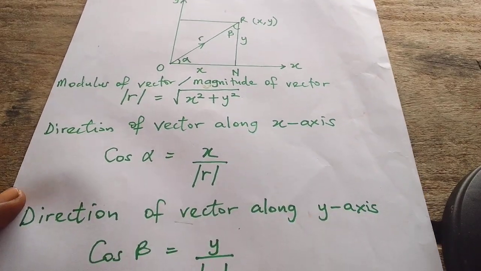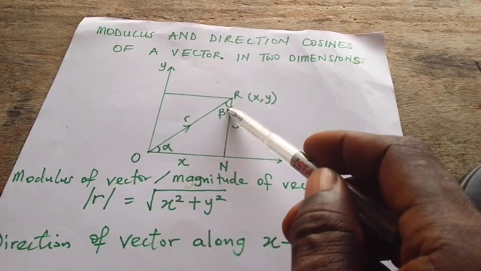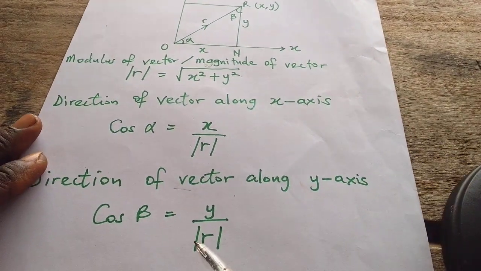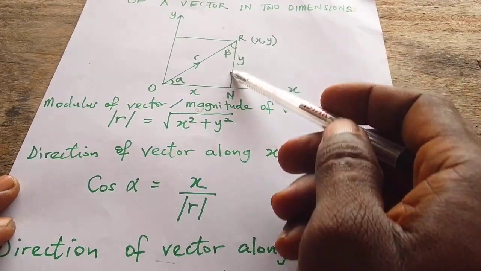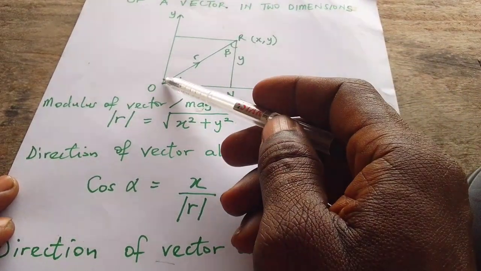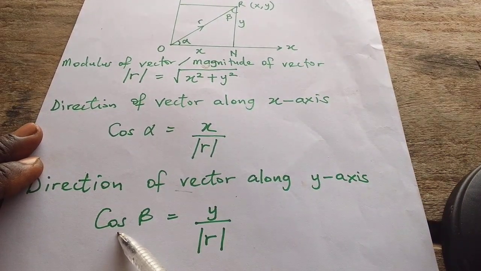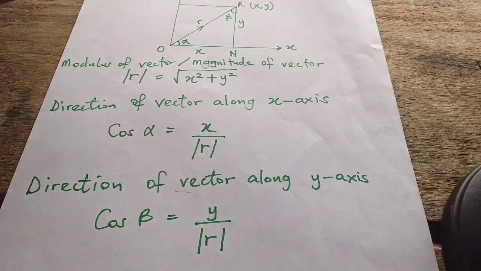Now to get the angle the vector will make with the vertical axis, we are using beta to represent the angle the vector will make with the vertical axis. So that means you are going to look for the y component over the modulus of the vector, that is cos beta is equal to y component over the modulus of the vector. Now let's apply this.